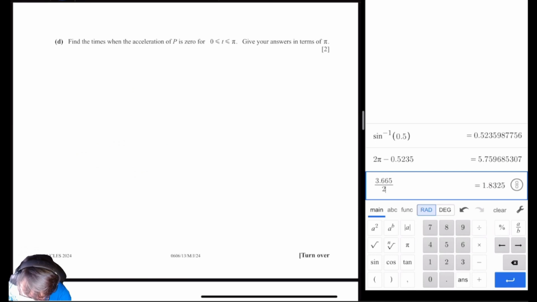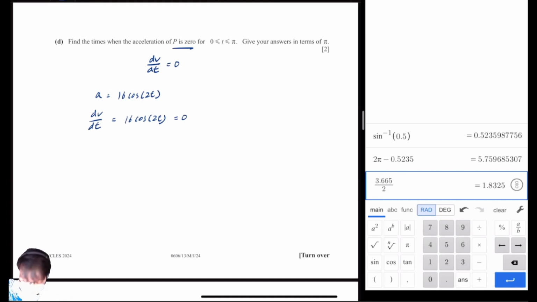Find the times where the acceleration of p is 0. So when dv over dt is equal to 0, I believe that's what they are trying to imply, for 0 to pi. Give your answer in terms of pi. So we have the equation, a is equal to 16 cos 2t. So this is also equivalent to dv over dt. And then when our dv over dt is equal to 0, what exactly is our time? So cos 2t is equal to 0.